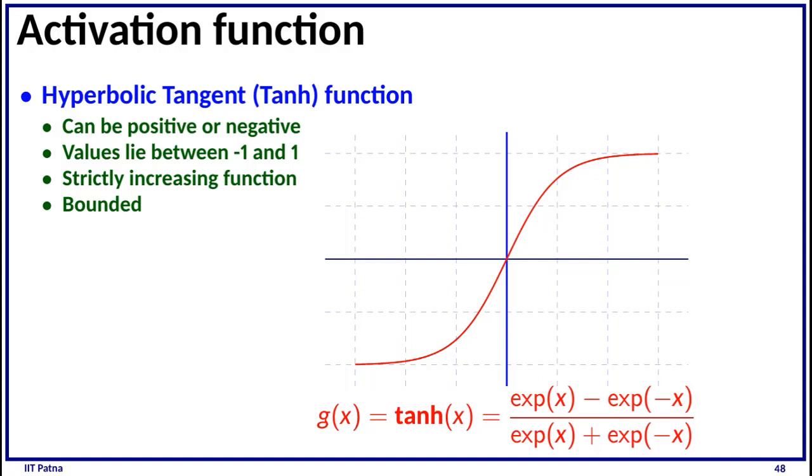So there is another function known as the hyperbolic tangent function, which is similar to the sigmoid function, but the difference is that instead of mapping the input between 0 and 1, it maps the value between minus 1 and plus 1. Again, it's a strictly increasing function. The value can be positive or negative, and it's also bounded.